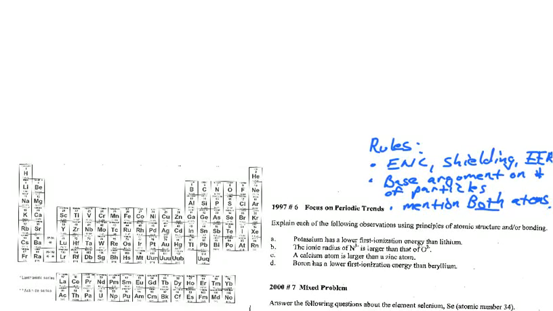1997 number 6 is a periodic trends question. So they want us to explain each of the following based on our understanding of atomic structure and/or bonding. And so when we're doing this, you remember the rules.